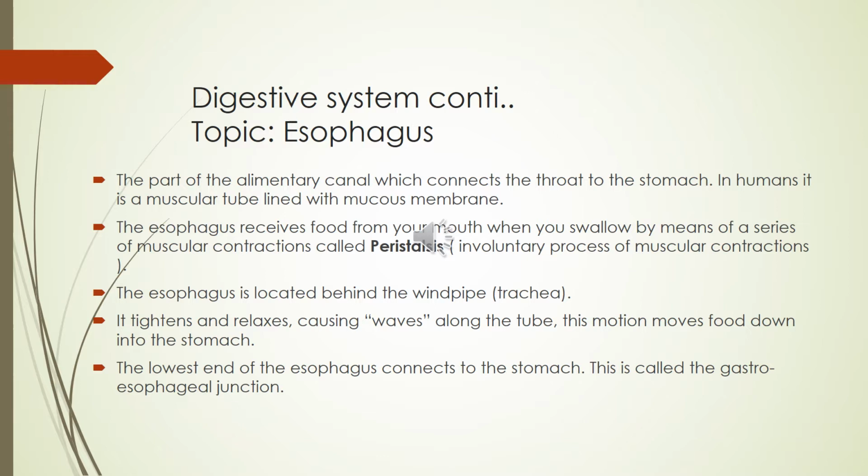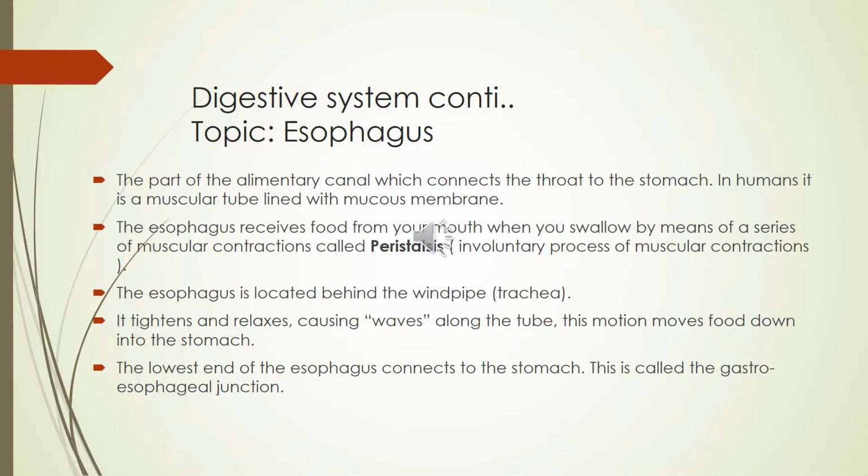The esophagus is the part of the alimentary canal which connects the throat to the stomach. In humans, it is a muscular, tubular structure lined with mucous membrane. The esophagus receives food from our mouth when you swallow, by means of a series of muscular contractions. We just studied the chewing reflex in the last lecture, how the rebound contraction of the jaw muscles takes place. It results in closure of our teeth, making the food finer to pass to the esophagus.